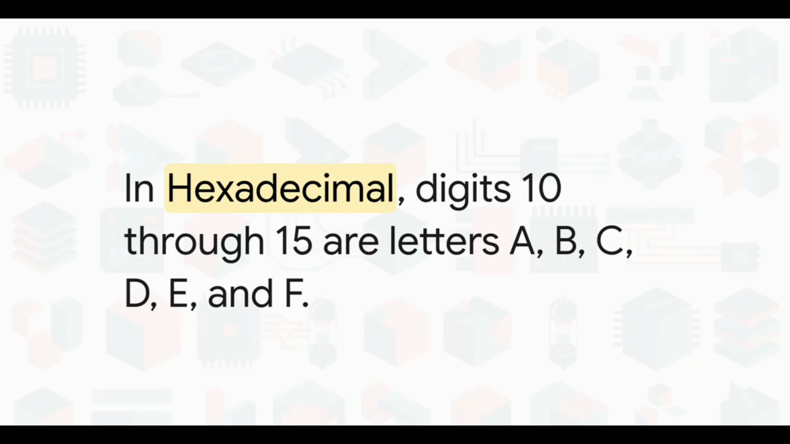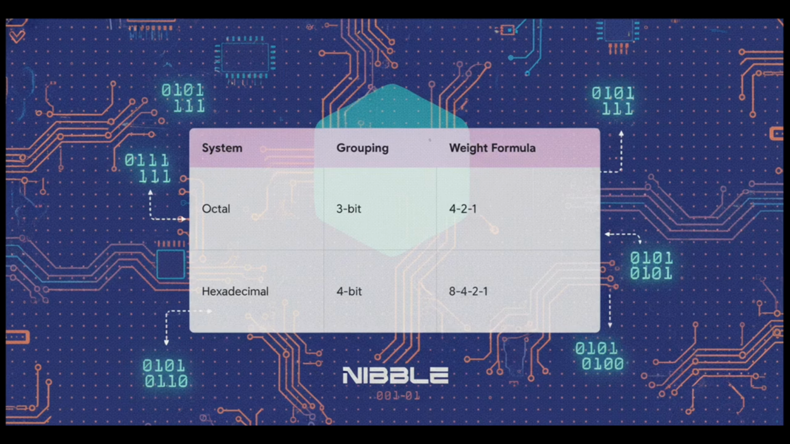And the reason octal and hex are so beloved by programmers is that they map absolutely perfectly onto binary. You don't have to do any long division to convert them. Because 8 is 2 to the power of 3, you can convert binary directly to octal just by grouping the binary code into 3-bit chunks using a 4-2-1 weight formula. And because 16 is 2 to the power of 4, you can convert binary into hexadecimal seamlessly by grouping the bits into 4-bit chunks. Yep, our old friend, the nibble, using an 8-4-2-1 weight formula. It's a shortcut that makes reading machine code incredibly fast and efficient.